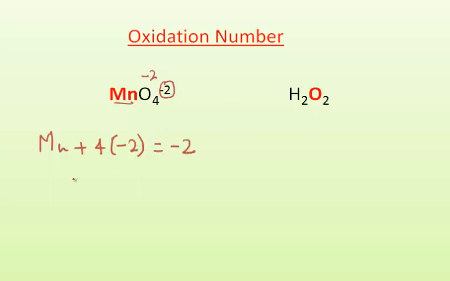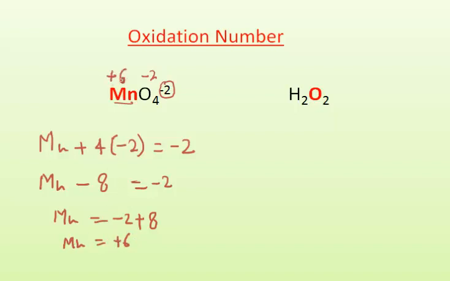Now we can do the calculation. Mn, 4 × 2 = 8, we get minus 8 is equal to minus 2. We can transfer minus 8 to the right side, we get the Mn atom is equal to minus 2 plus 8, and minus 2 plus 8 is equal to plus 6. Mn is equal to plus 6. Well, the oxidation number of Mn is plus 6 in this polyatomic ion.